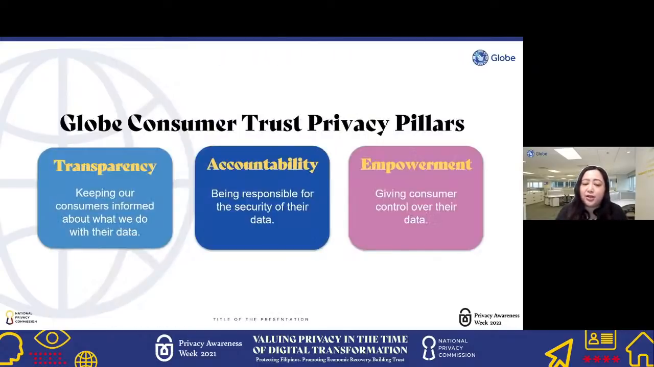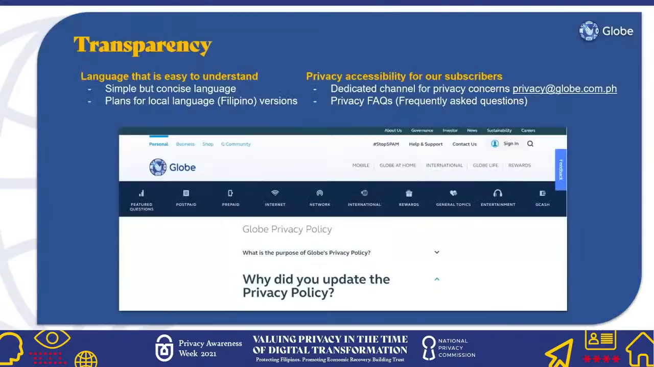So for us at Globe, we've actually come up with 3 consumer trust privacy pillars so that we can place into buckets all the initiatives that we do to ensure that we build and foster our consumer trust towards privacy. So first is transparency. It's really about keeping our consumers informed about what we do with their data. And then accountability is being responsible for the security of their data, and empowerment is bringing that control back over to our consumers in terms of their data. So I'll share more on each of these pillars in the next few slides, starting with transparency. Next slide, please.